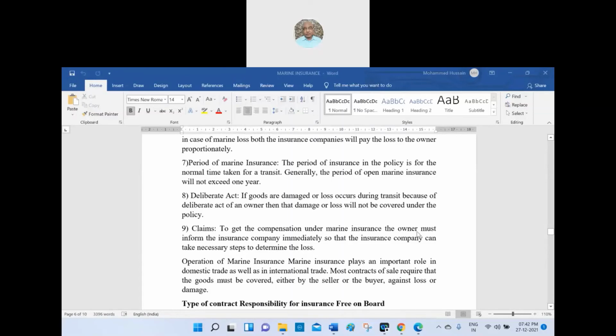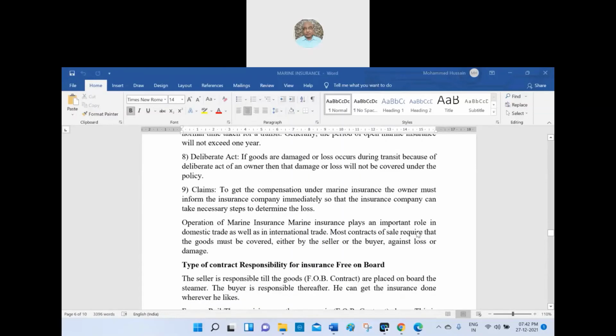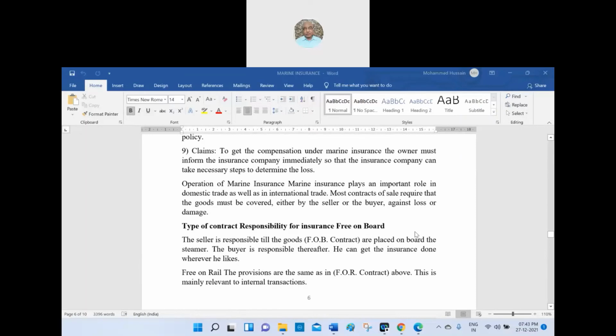So claims are also there. Then the operation of marine insurance. Marine insurance plays an important role in domestic trade as well as international trade. Most contracts of sale require that the goods must be covered, either by the seller or by the buyer, against loss or damage. So, types of contract and responsibility for the insurance: free on board is one type of it.